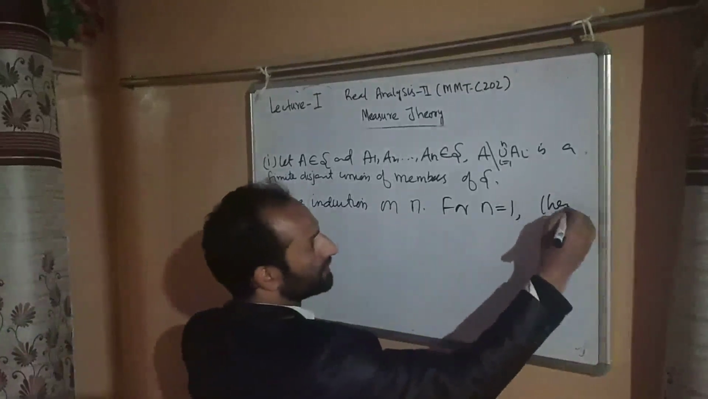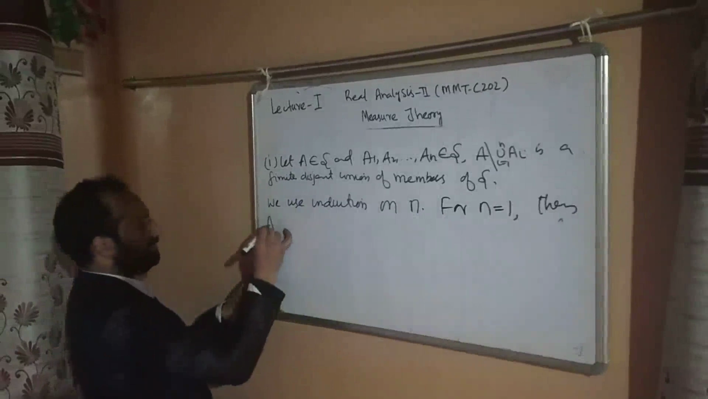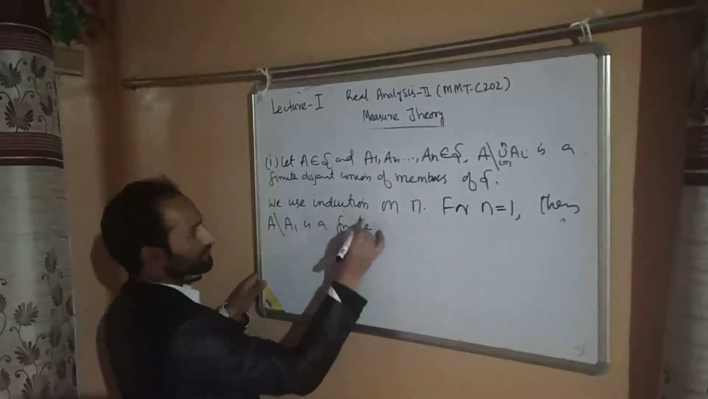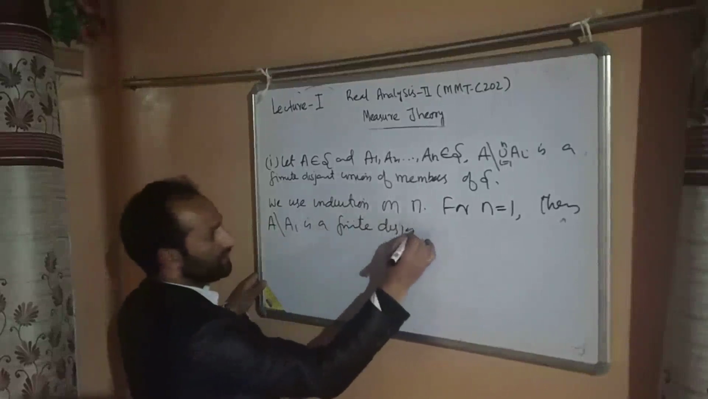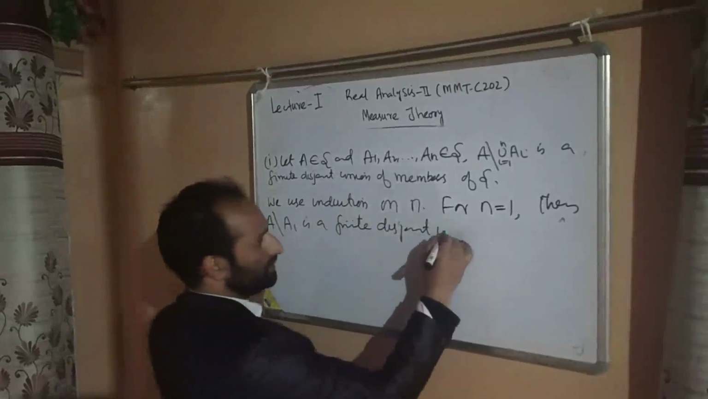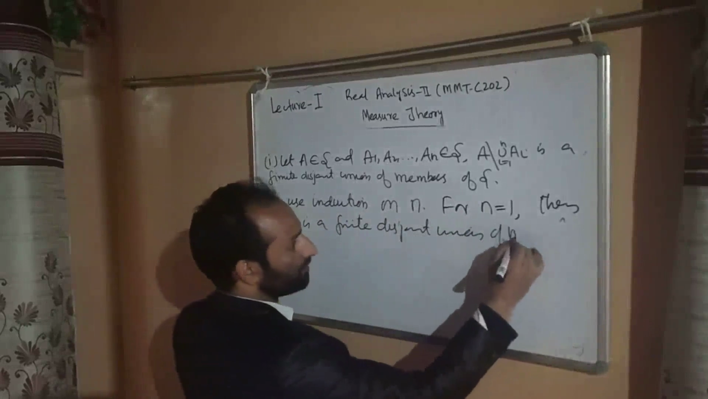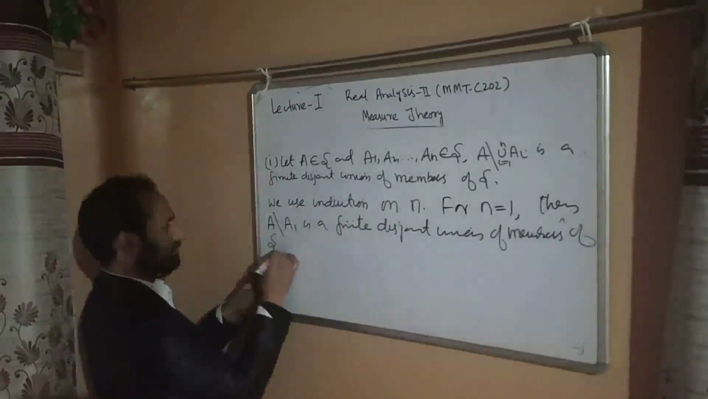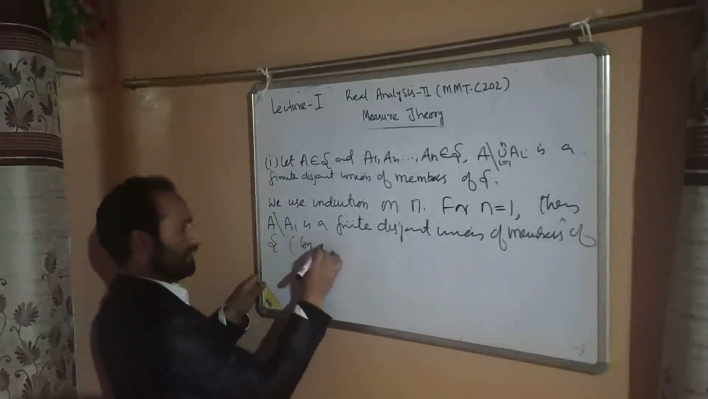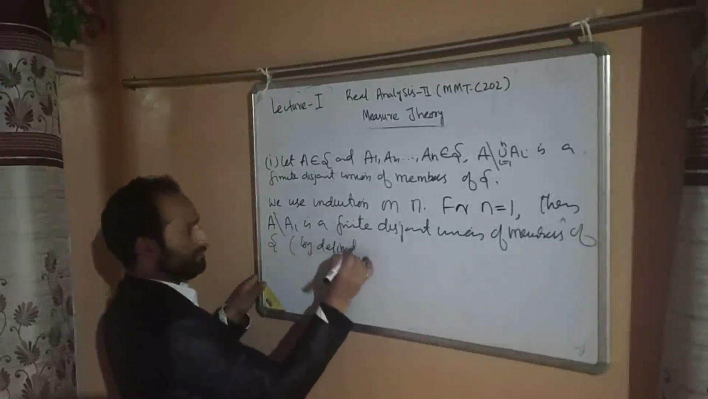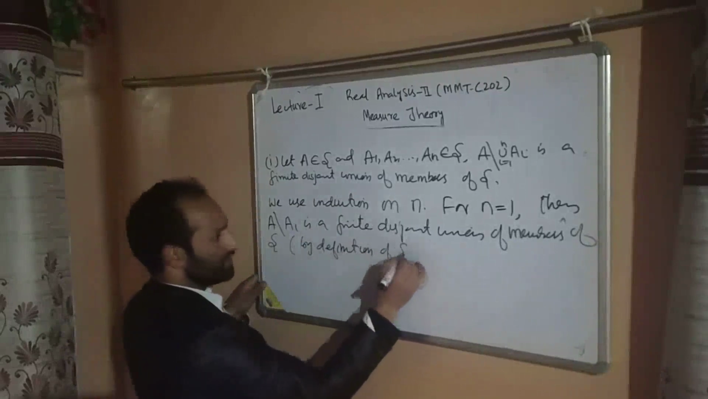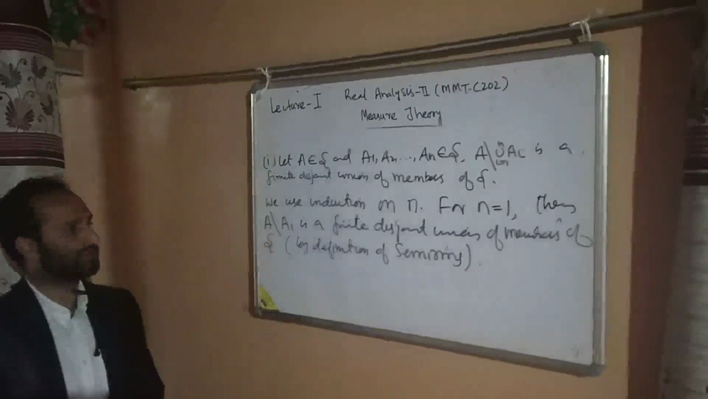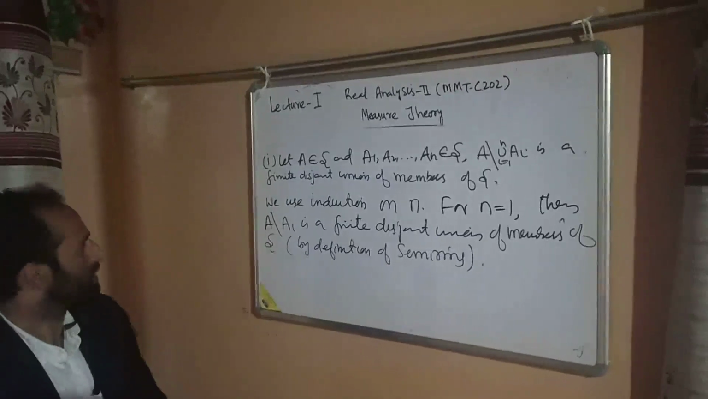So A minus A1 is a finite disjoint union of members of S by definition of semiring. So it is very simple. It follows from the definition of semiring.